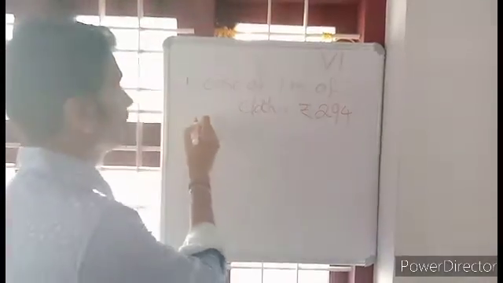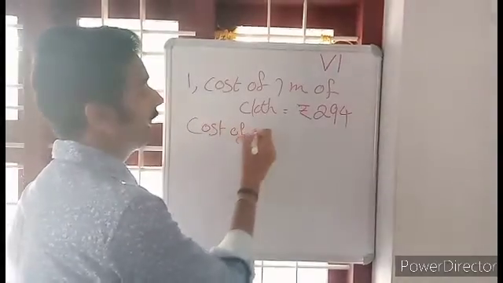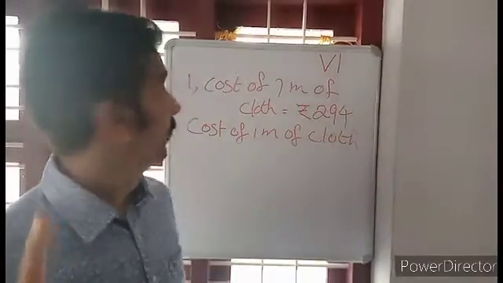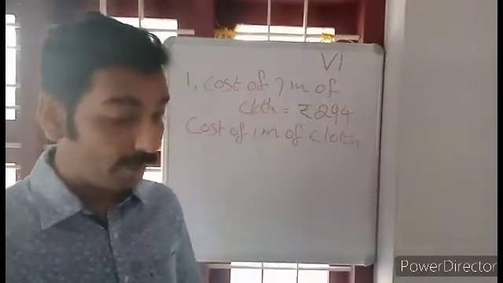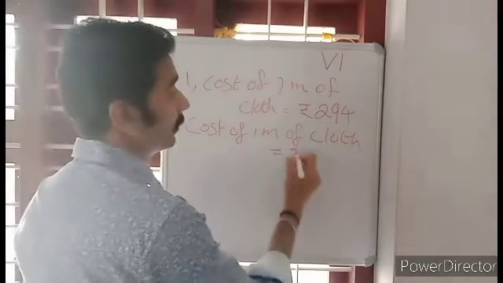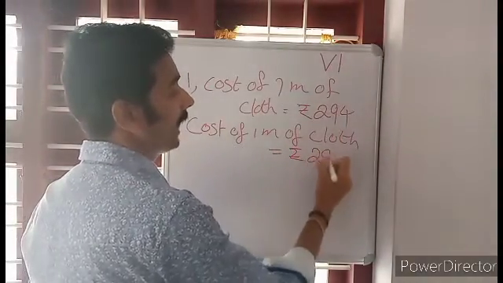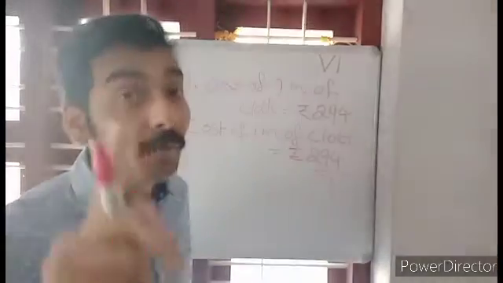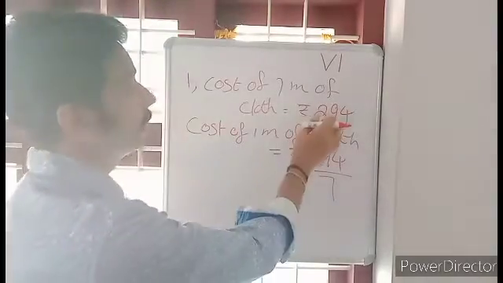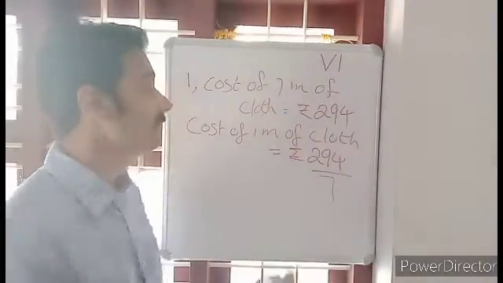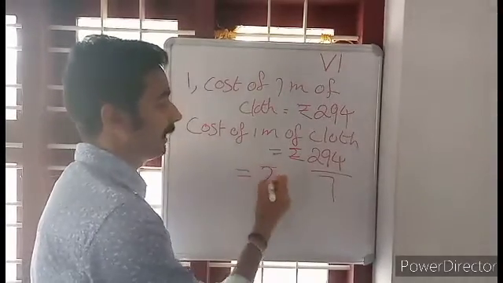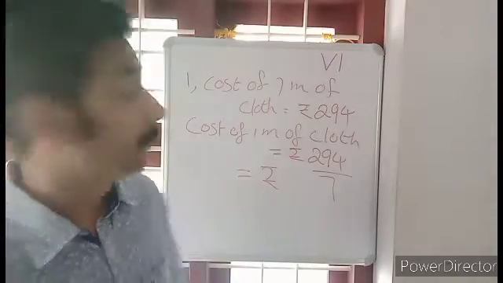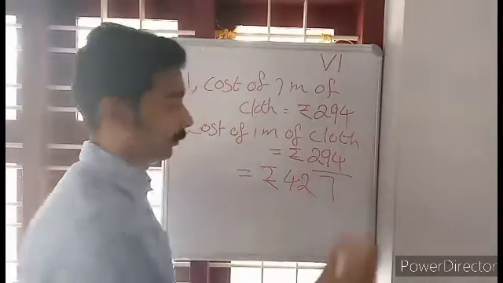First we find the cost of 1 meter of cloth. That means rupees 294 divided by 7. This is the cost of 1 meter of cloth. The result is rupees 42.